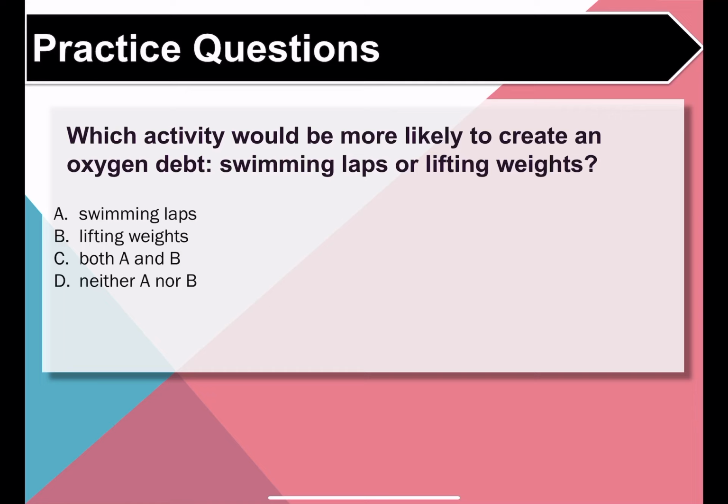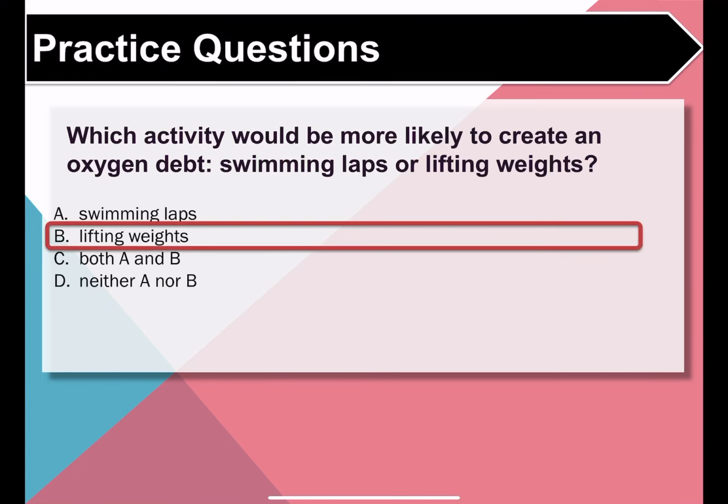Which activity would be more likely to create an oxygen debt? Swimming laps or lifting weights? Okay, it would be lifting weights. Okay, oxygen debt, anaerobic respiration. Which means you're doing something very, very powerful that requires massive amount of ATP. So that's why lifting weights will create oxygen debt more so than just doing the average range tension activity required for swimming laps.